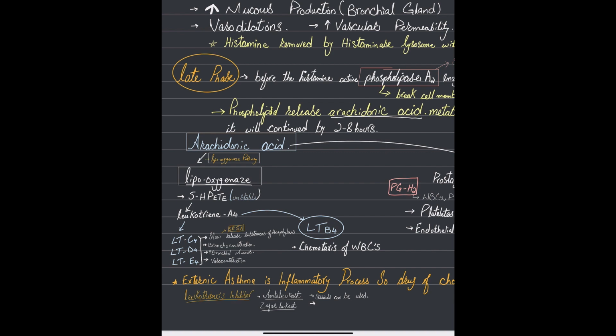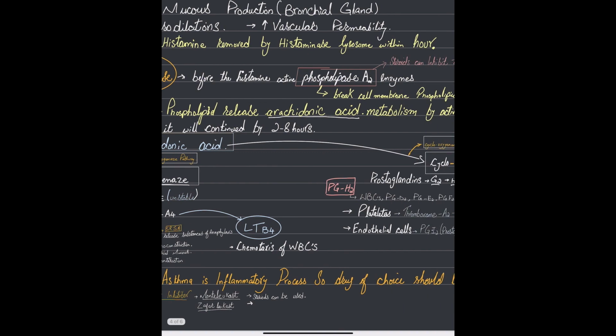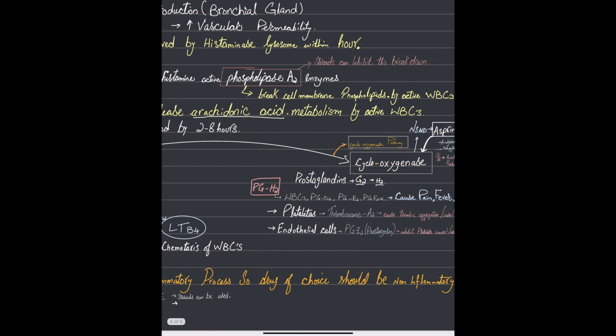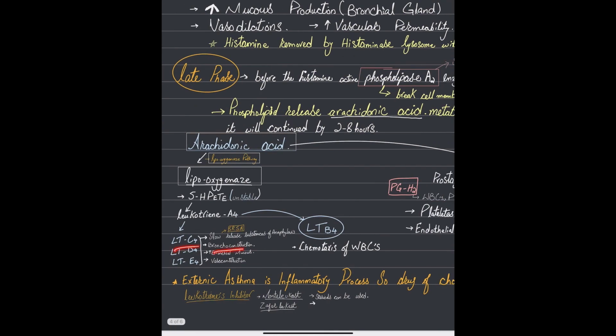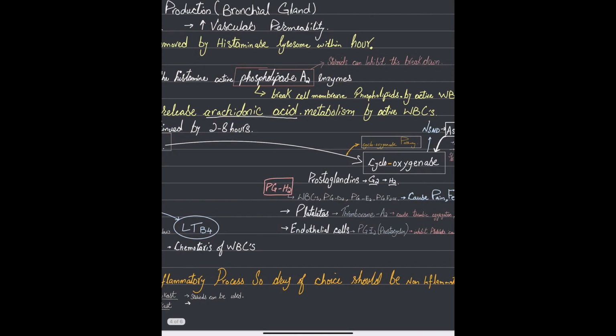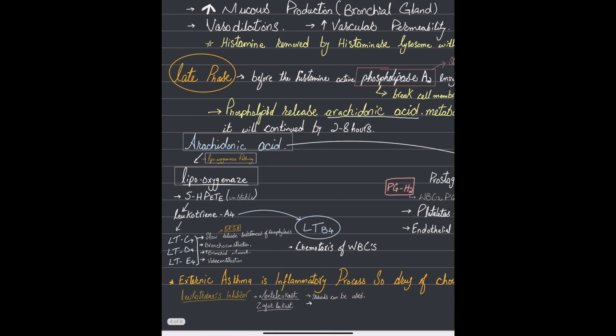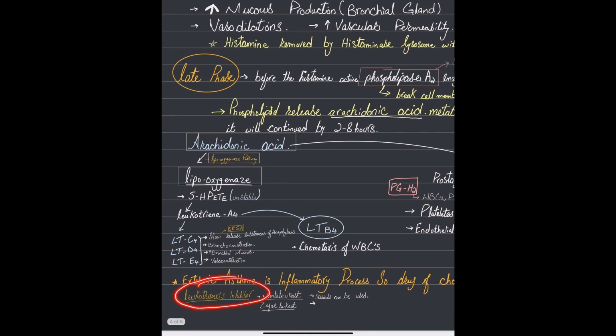Extrinsic asthma is an inflammatory process, so the drug of choice should be anti-inflammatory. Why anti-inflammatory? Because it's also causing inflammation in our body. You can see interleukins causing bronchoconstriction, mucus. So we have to use anti-inflammatory drugs. Which kind of drugs? Leukotriene inhibitors. We can use these inhibitors to not let this happen in our body, such as montelukast and zafirlukast. And we can also use steroids, so an optional choice.